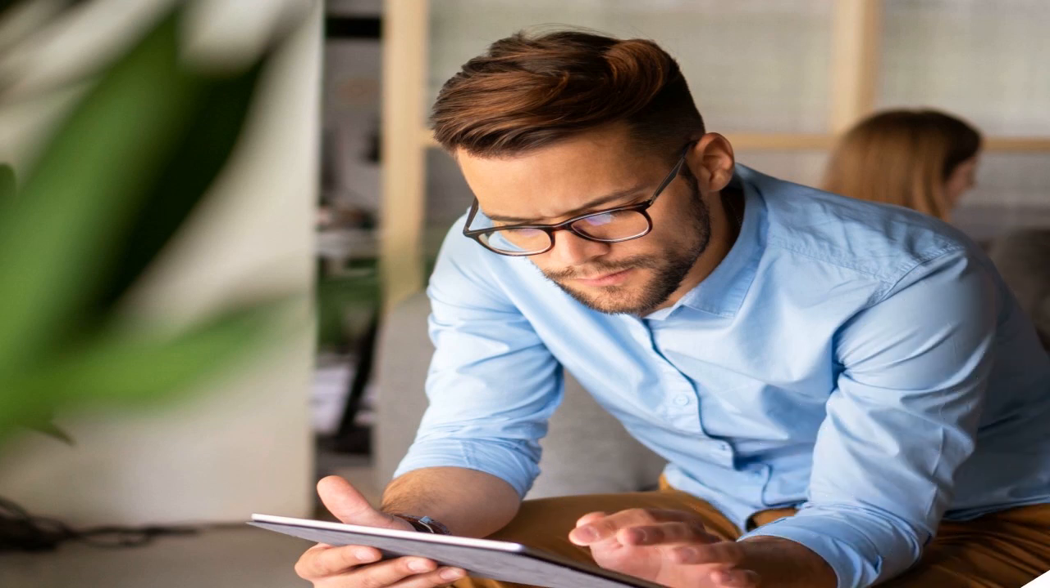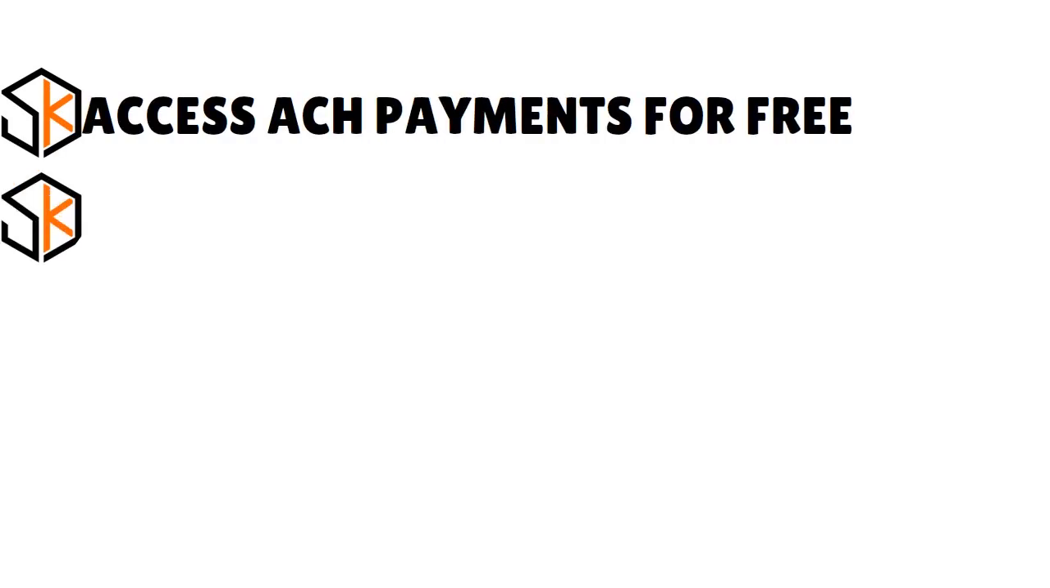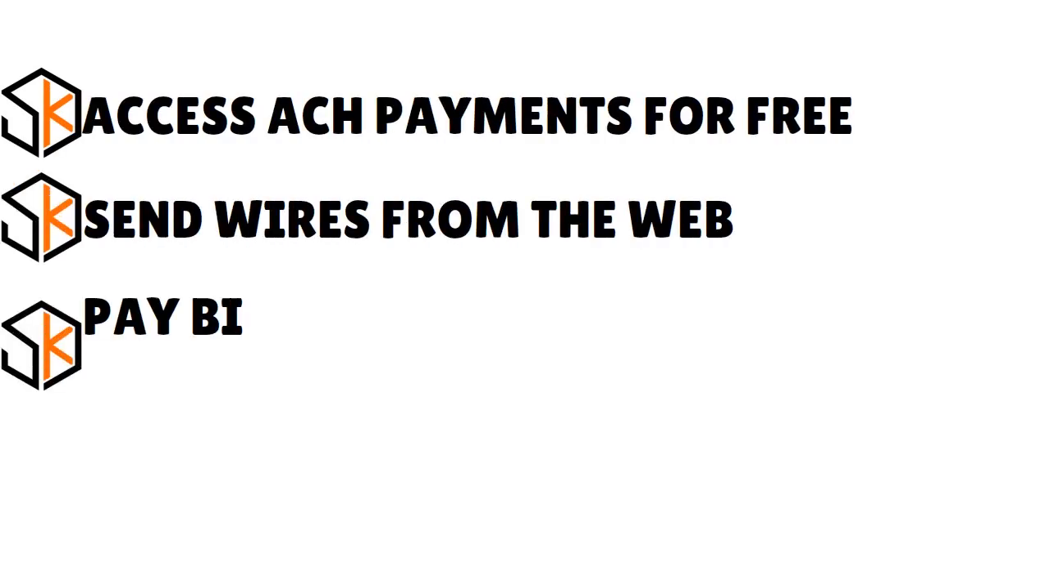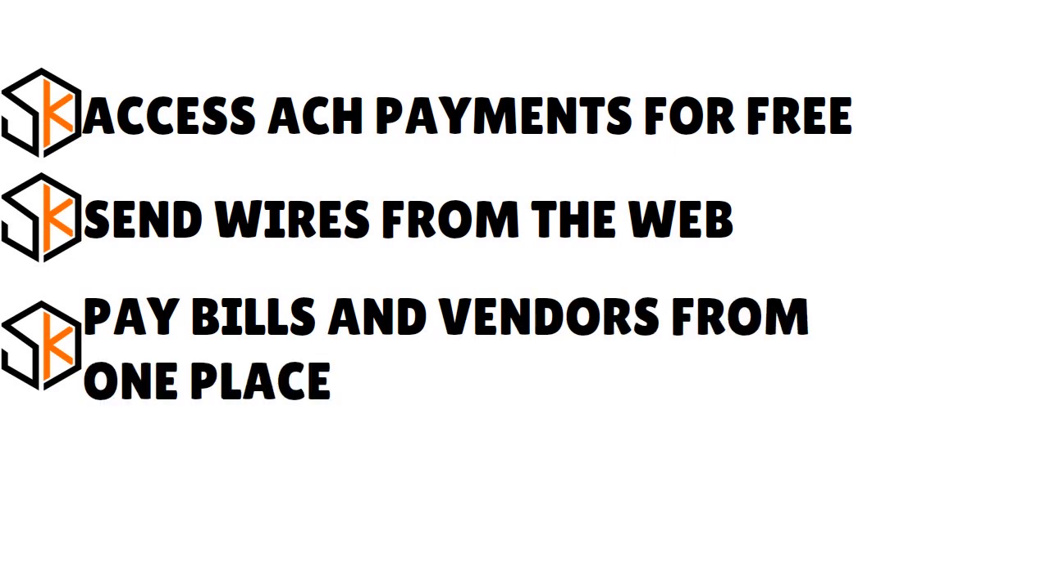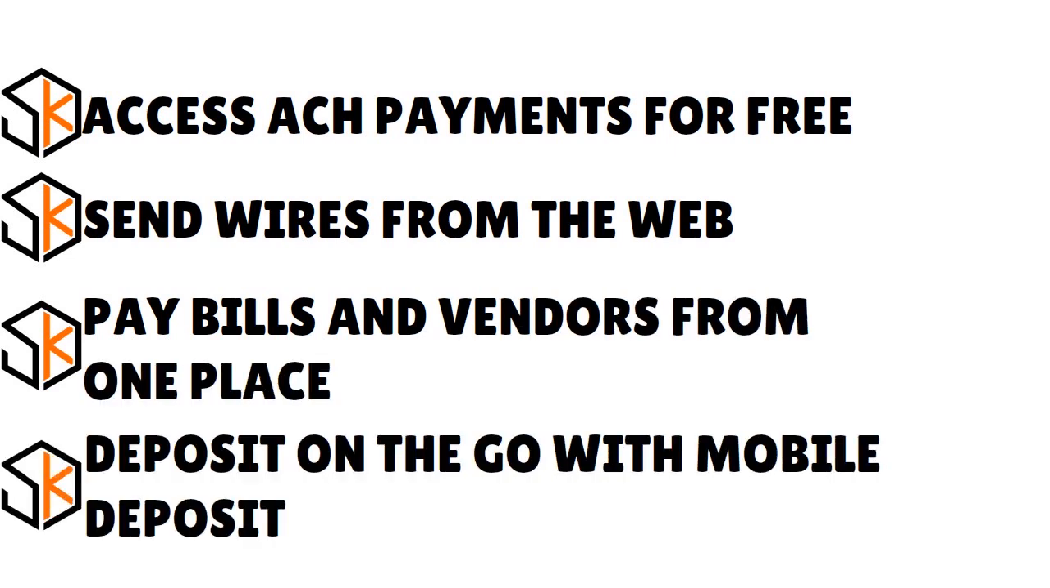When you think about basic checking, think about simple cash flow management. With unlimited digital transactions and streamlined services, this is really a smart choice. Capital One is taking care of you. They've got you covered, especially when it comes to digital money movement. Their basic checking account allows you to access ACH payments for free, send wires from the web, and pay bills and vendors from one place. You can also deposit on the go with mobile deposit. That's really fantastic. You have a bank on the go.